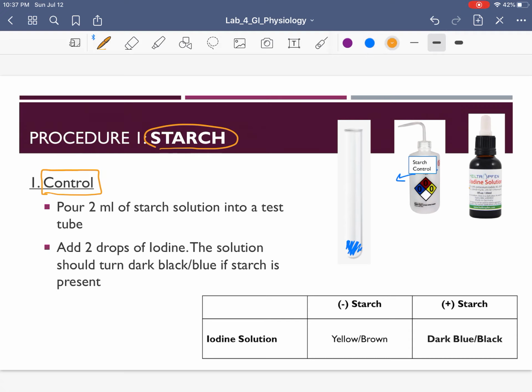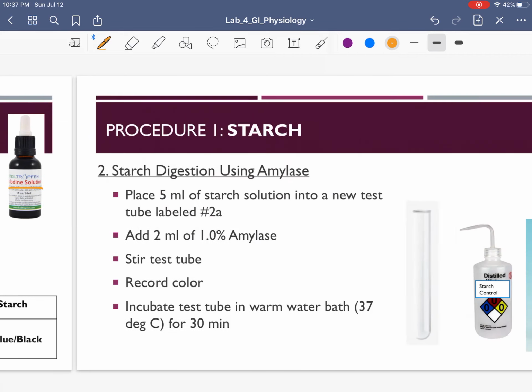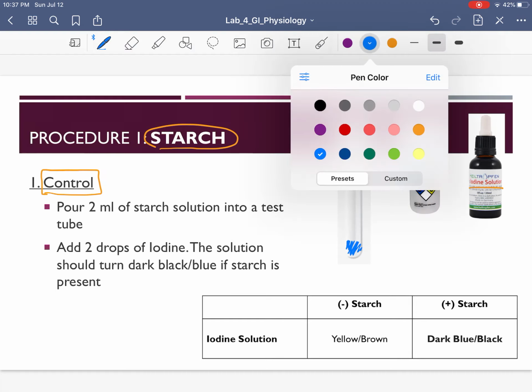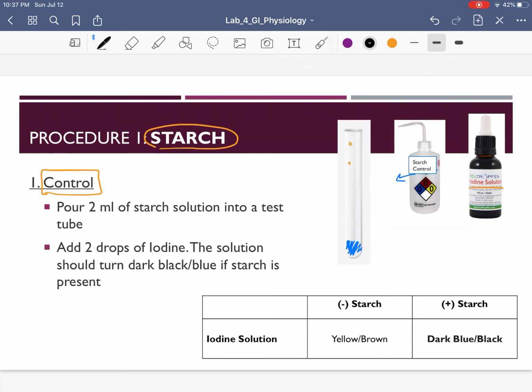Then you're going to add 2 drops of the iodine. So I put in 1 drop of iodine and 2 drops of iodine. And then I look to see the color change. Is there a thing on the next slide? No. Okay. When you do this, the color change that you're going to see, it's going to look like this.